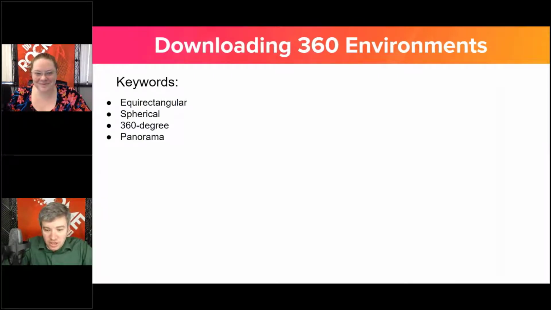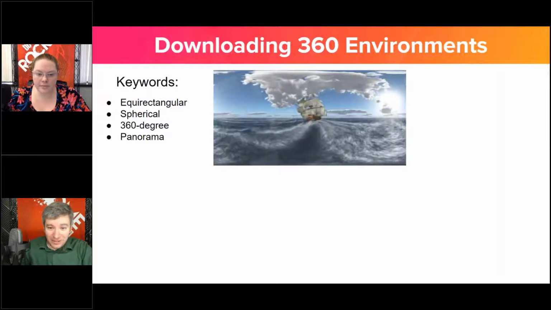So when you're searching the eLearning Brothers stock photo library, you can search for some of these keywords: equirectangular, spherical, 360-degree, panorama. These are all good things to look up. Even if you're not going to the eLearning Brothers stock asset library, these are the words you're going to want to look up as you're looking for graphics. And you found the right kind of graphic if they look like this.